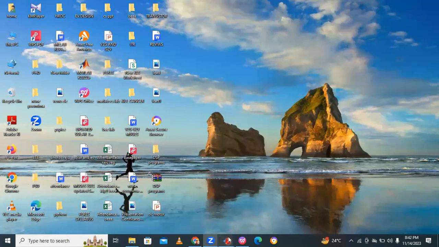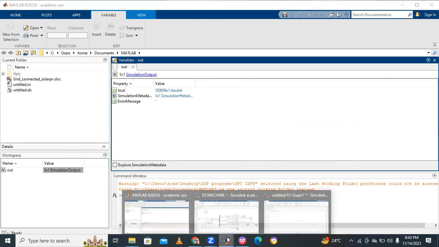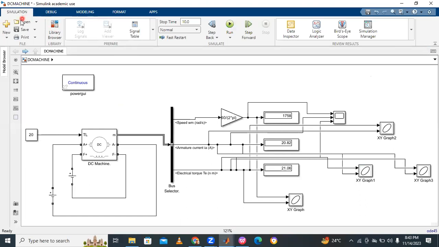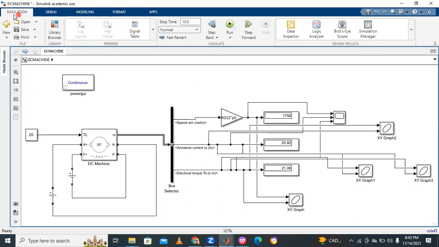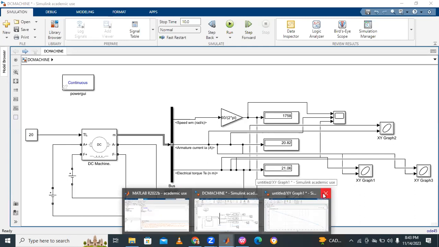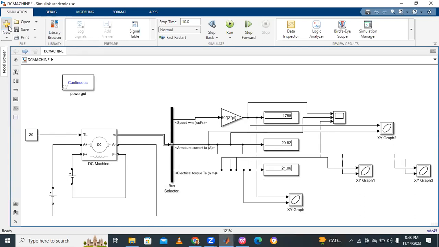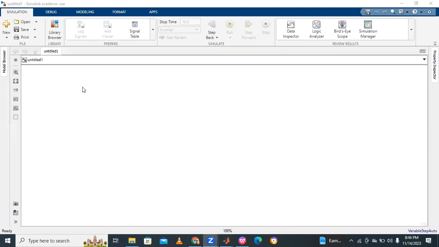Let's go to MATLAB. Open Simulink. Press New here. A new file opens like this.